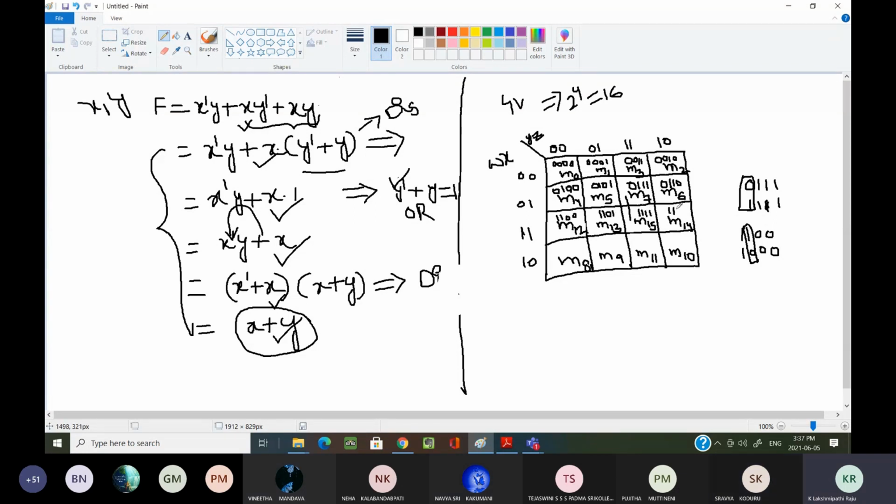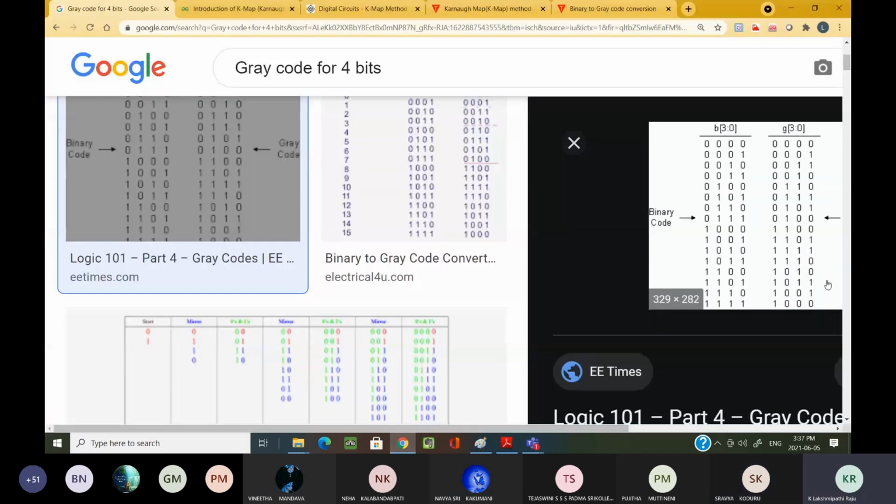What is here? 1 1 1 0. 1 0 0 0. What is here? 1 0 0 1. 1 0 1 1. What is here? 1 0 1 0. Okay, now you can see the Gray codes, the unit distance codes. Now see the Gray code.